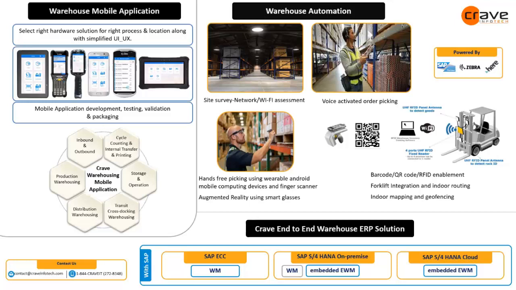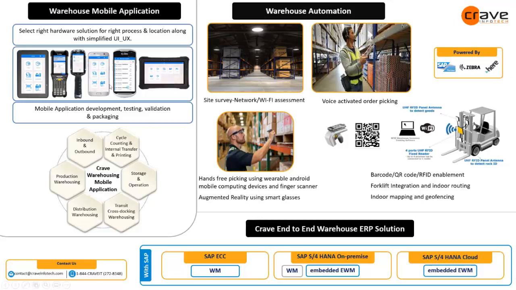So we have a matrix which will allow you to find out which hardware is suitable for which use case at which location. Typically, we try to nail it down to two, so that it can be a tablet or a mobile device, an RF device, so that you have a choice to pick from.